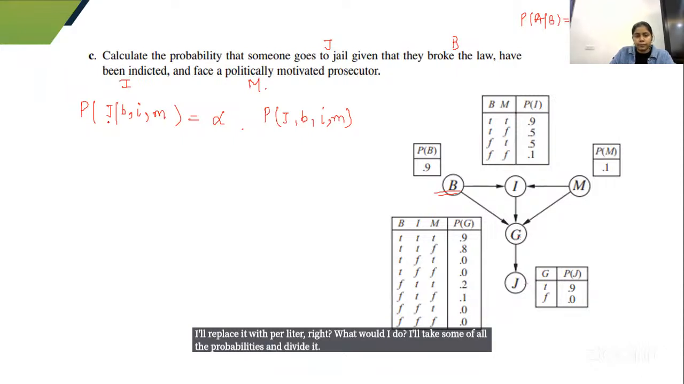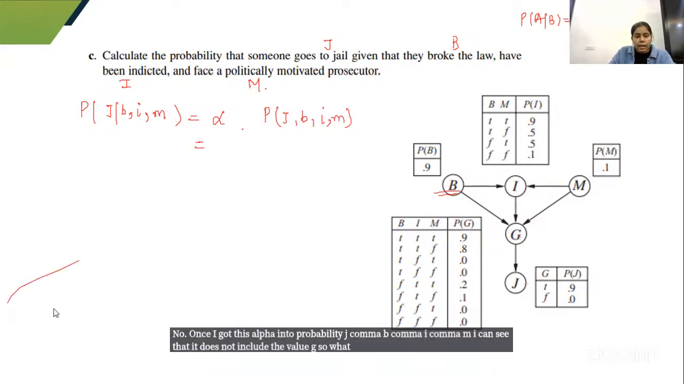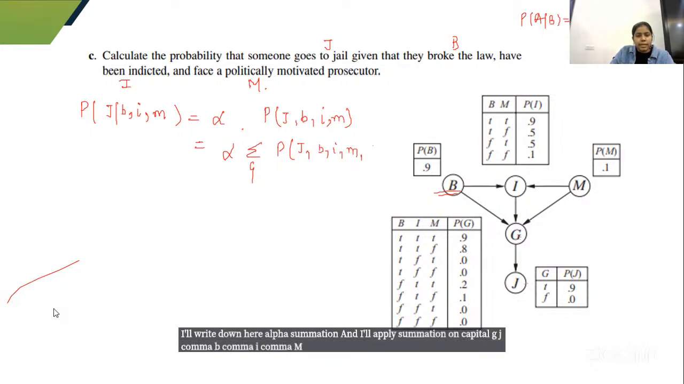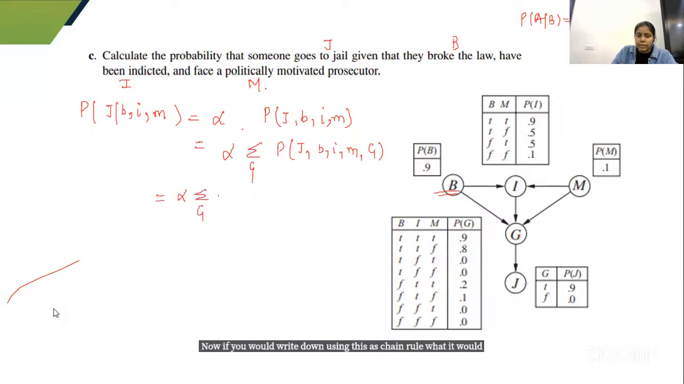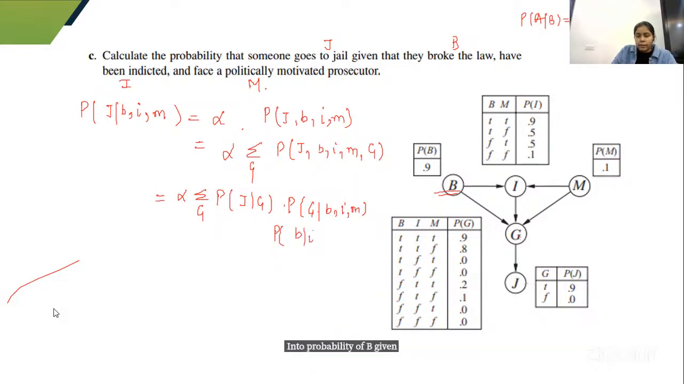Now, once I have alpha into probability of J, comma, B, comma, I, comma, M, I can see that it does not include the value G. So what would I do? I'll write alpha summation, applying summation over capital G, of J, comma, B, comma, I, comma, M, and I'll add capital G here. Now capital G can take values true and false, both values it would take. Now, if you write this using the chain rule, it would become summation over G, probability of J given G, into probability of G given B, comma, I, comma, M, into probability of B given I, into probability of M given I. Sorry.